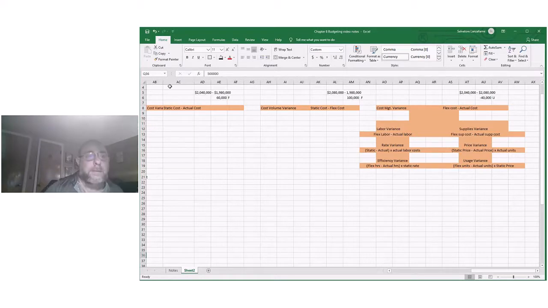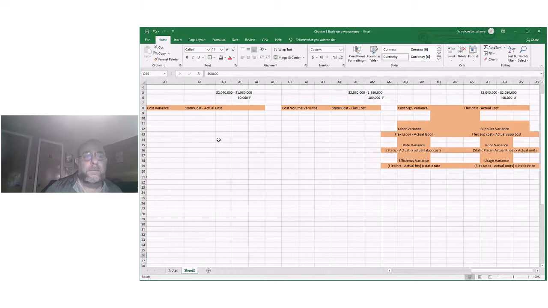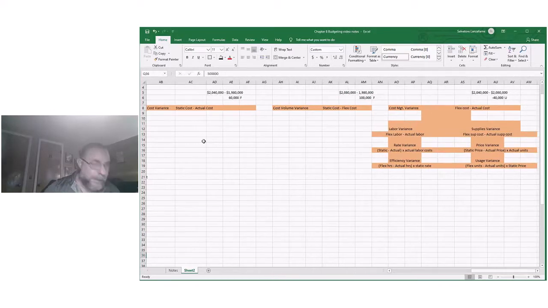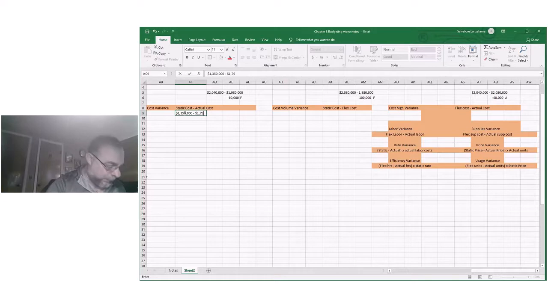So from a cost variance perspective, static cost minus actual cost. So 1,350,000 and subtract out your actual costs. We know we're going to be unfavorable in most of these answers, just based on the nature of what we've already seen, because we ended up with a loss answer. And major unfavorable result here, negative 442,000.